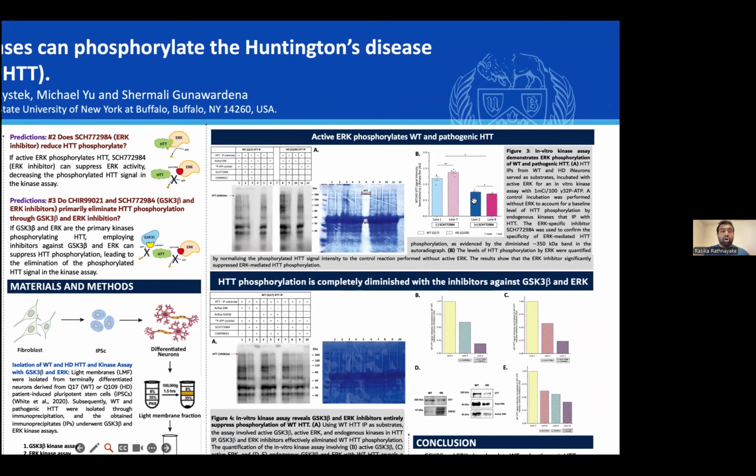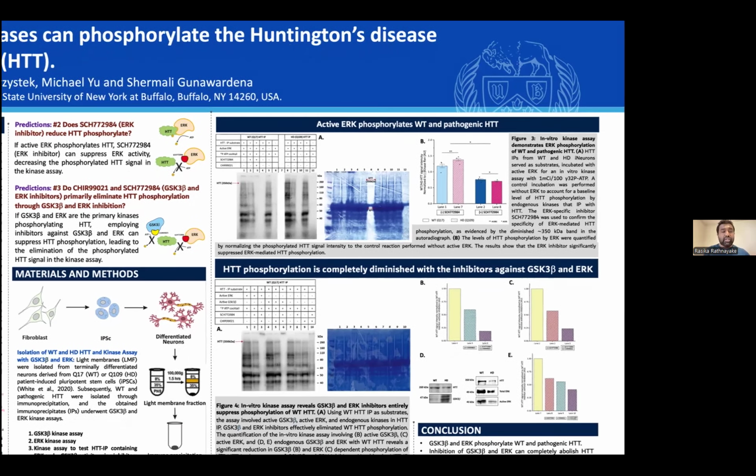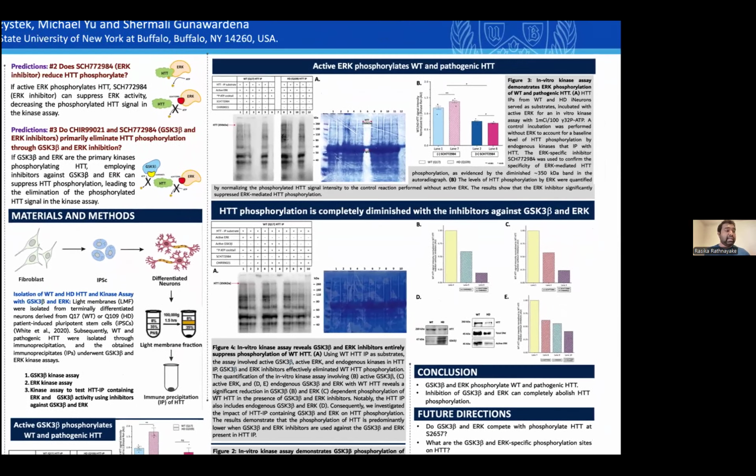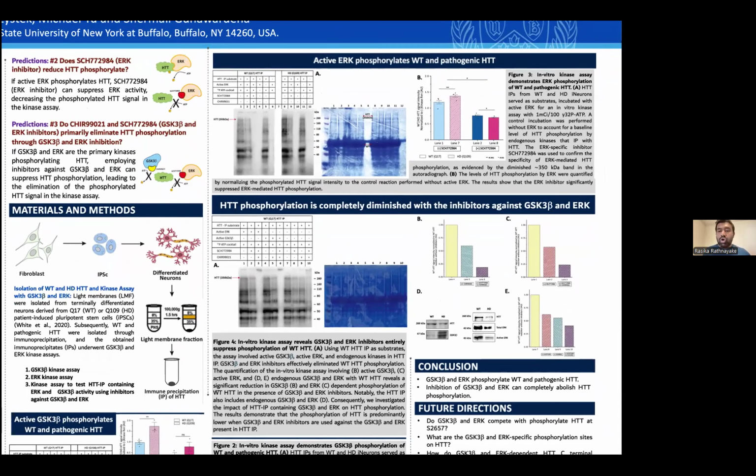However, in the presence of the inhibitors against ERK, the phosphorylation is highly inhibited. When compared to the wild type, the pathogenic form of Huntingtin shows a high level of phosphorylation, which leads us to predict that Huntingtin is hyperphosphorylated with the presence of ERK and GSK3 beta under the disease conditions. With these two findings, it confirms that both ERK and GSK3 beta phosphorylate both the normal and pathogenic forms of Huntingtin protein.